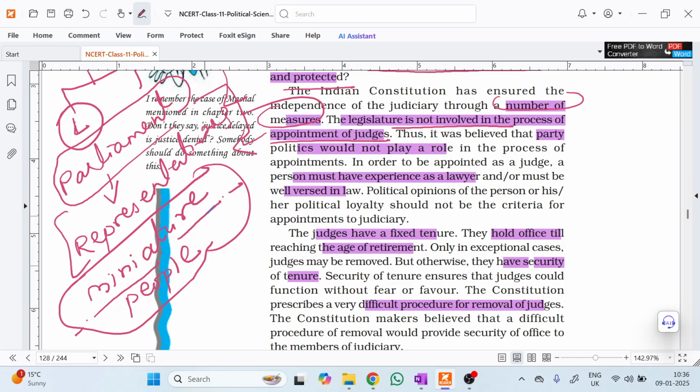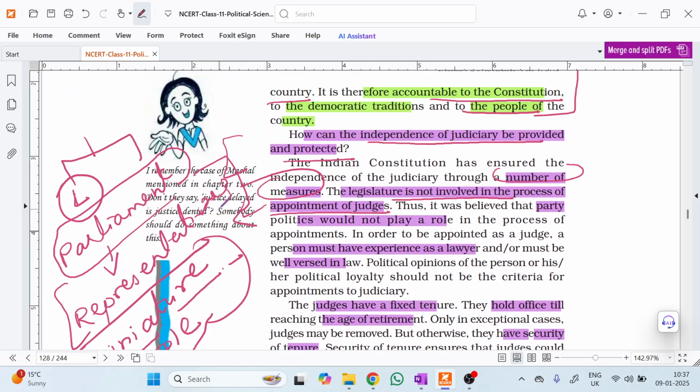But my point is those representatives, all the people cannot come together at once. That's why we send representatives to debate and negotiate on our behalf. Coming back to where we started: this legislative branch, parliament, is not involved in the process of appointment of judges. Why is that so? Why isn't parliament or the legislature involved in the appointment of judges?